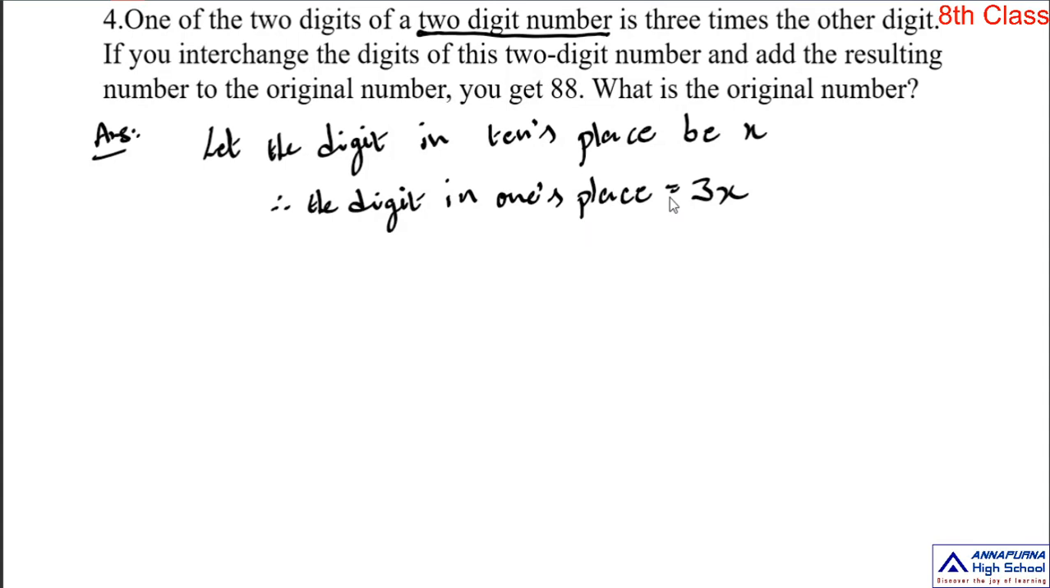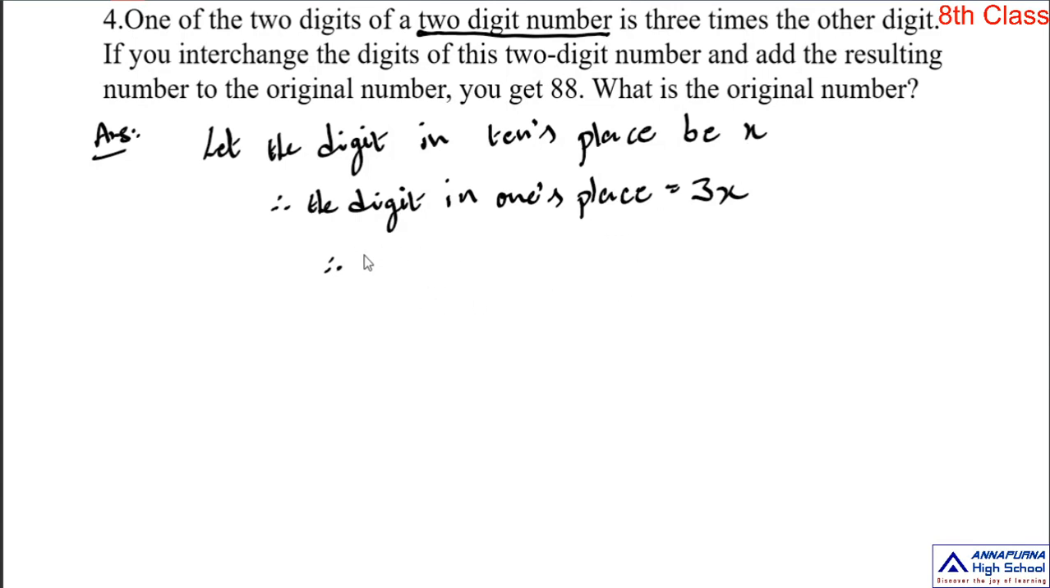In case you choose the digit in ones place as x, then what is the digit in tens place? The digit in tens place is 3x. So we can follow any one way. Here I am taking the digit in tens place as x. So obviously from the first statement of the given question, the digit in ones place is 3x. Therefore, here we choose in digits only. The digit in tens place is x and the digit in ones place is 3x.